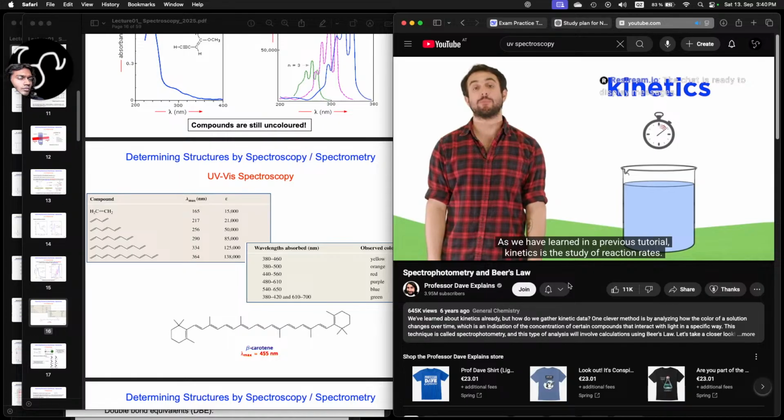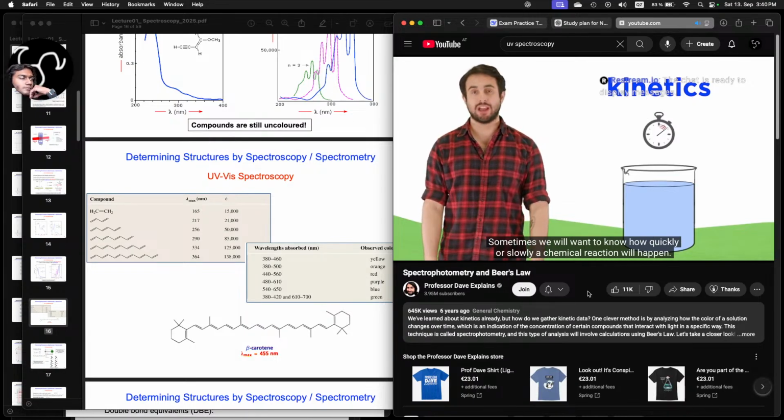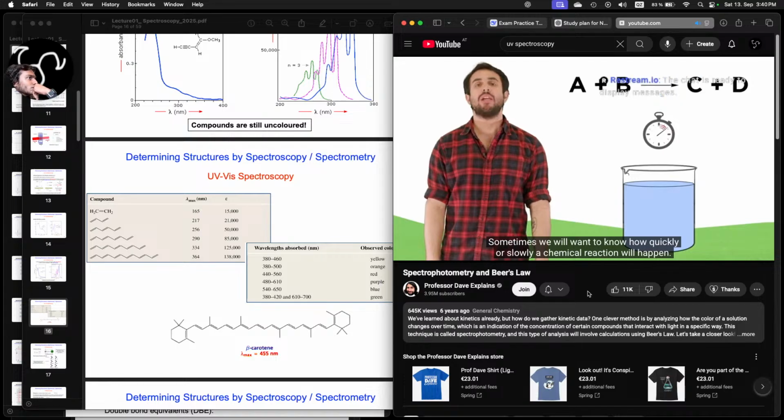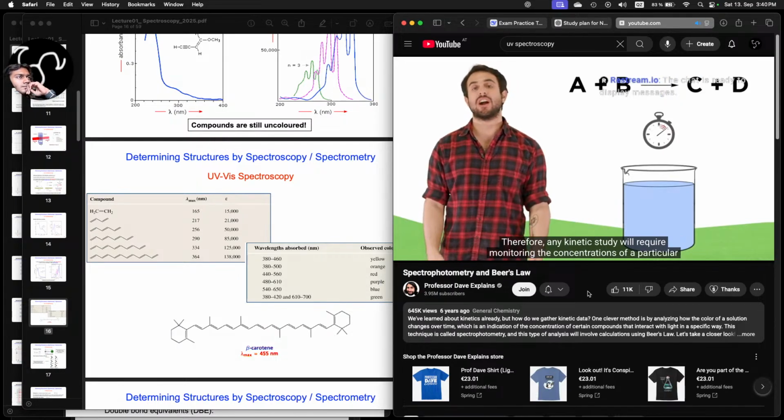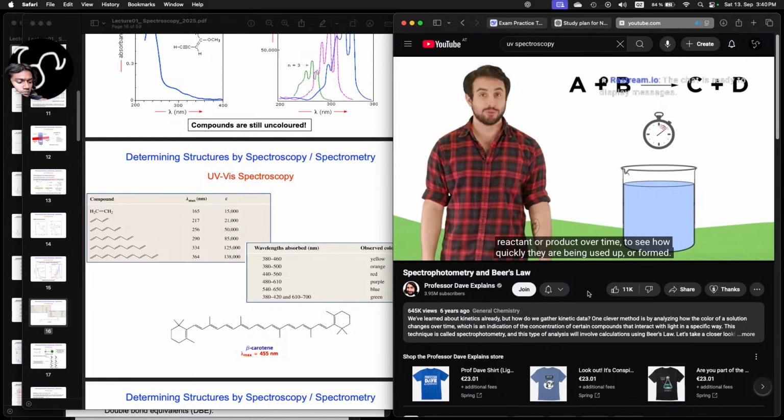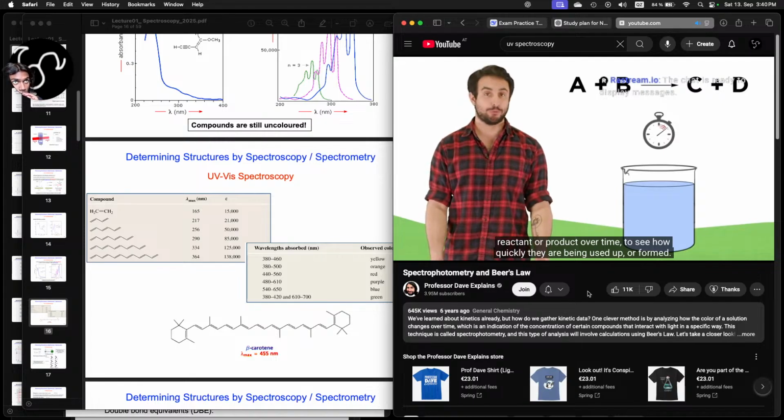As we have learned in a previous tutorial, kinetics is the study of reaction rates. Sometimes we will want to know how quickly or slowly a chemical reaction will happen. Therefore, any kinetic study will require monitoring the concentrations of a particular reactant or product over time to see how quickly they are being used up or formed.